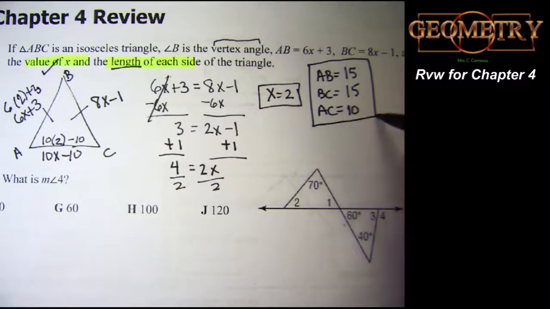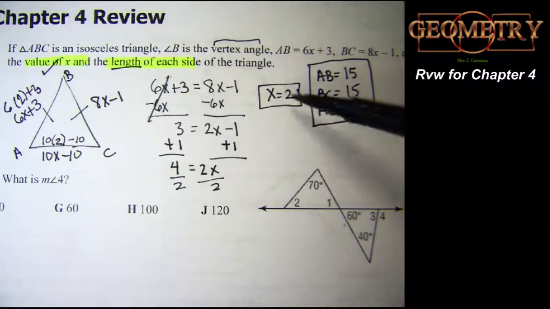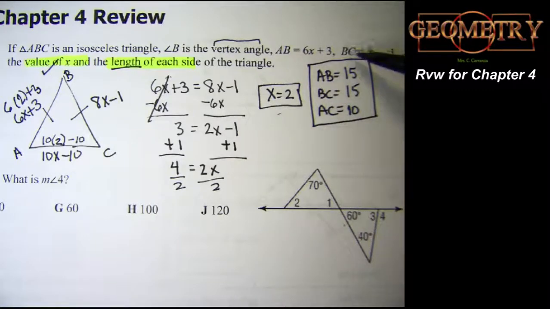A question like this as an open response would be worth anywhere from 2 to 5 points, depending on how much detail we're needing. Definitely one for setting up things properly, another one for finding the value of x, and then possibly another one for finding the value of all the sides.